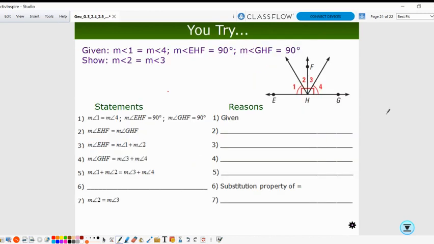Given angle 1 and angle 4 are equal, the measure of EHF is 90 and GHF is 90, show that angle 2 is equal to angle 3 in measurements. So take a moment to see if you can think through this proof. You'll notice there's one statement that's missing that you need to come up with, but I've given you the property or the reason that works with that. So pause the video, take a moment, and see if you can figure out what goes here.